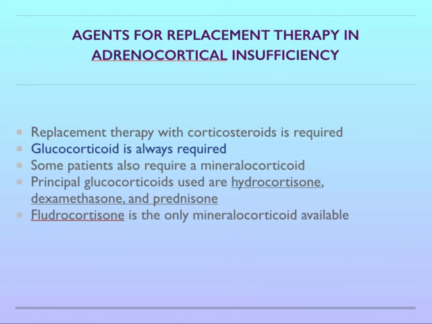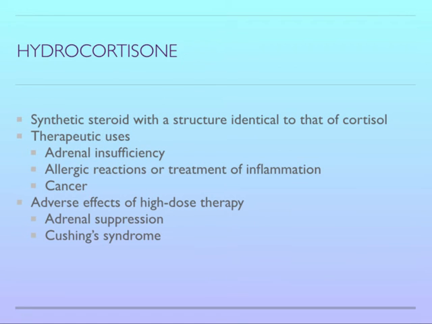Now, agents for replacement therapy in insufficiency. Replacement therapy with corticosteroids is required. They have to have some kind of corticosteroid going in. Glucocorticoids are always required. Sometimes the mineralocorticoid is required. That's why a lot of times they use hydrocortisone, because it has both properties. The other ones that we use, like I said, are dexamethasone and prednisone. Fludrocortisone is the only mineralocorticoid available. So if the patient is on dexamethasone, they'll have to add the fludrocortisone with it to get that mineralocorticoid availability.